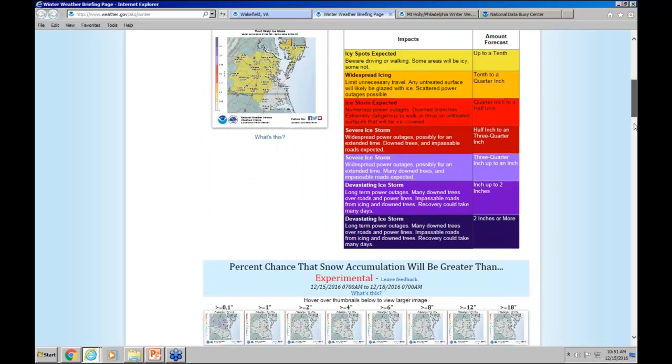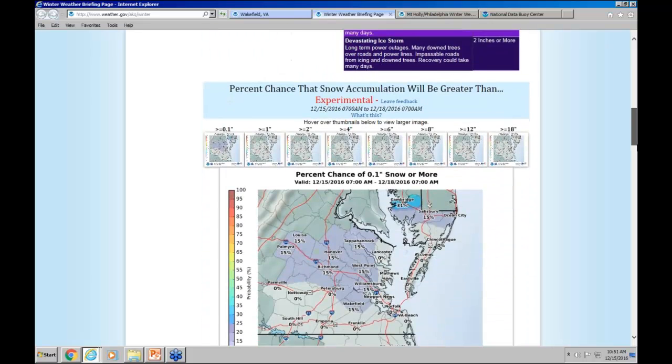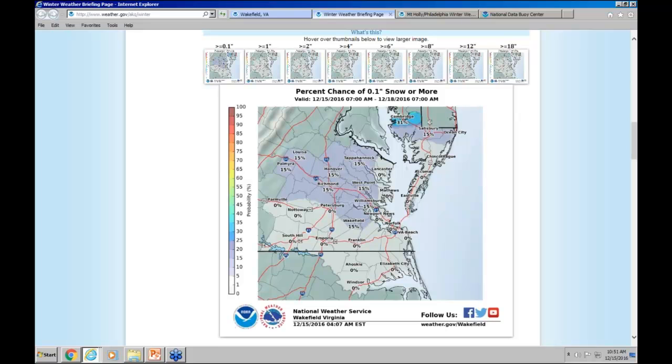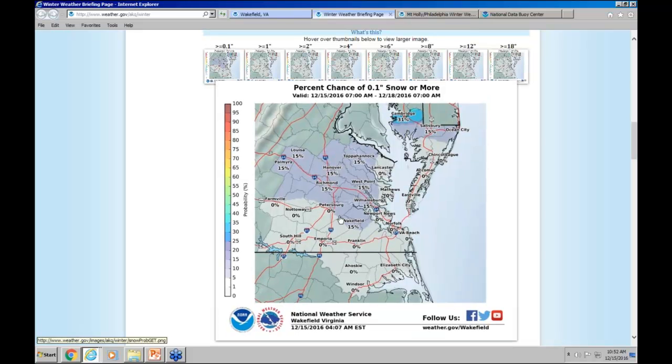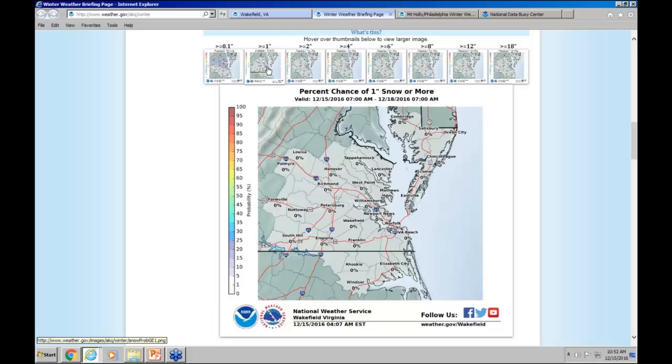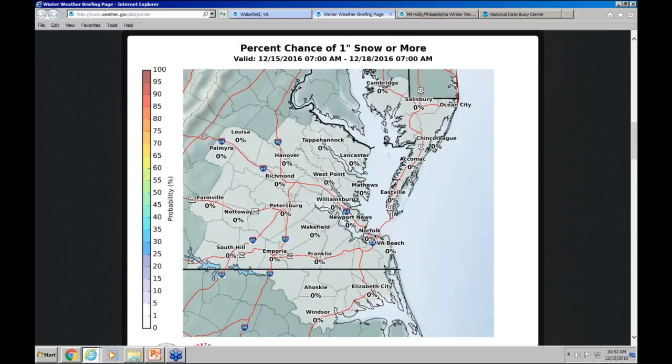As I continue to move down the page, this is where I start to get into all of my snow probabilities. What's the chance of seeing at least 1/10 of an inch of frozen precipitation? Basically what that's saying is something may fall from the sky and be frozen. So there's only a 15% chance, you can see across much of Virginia, of seeing snow or sleet falling from the sky. What's the chance of seeing an inch of snow or more? Nothing. There's no way we're going to have any snowfall accumulation. Again, it'd be a light glazing.